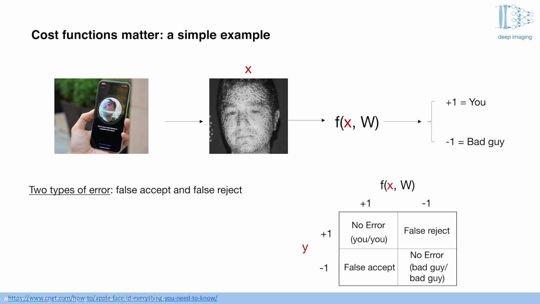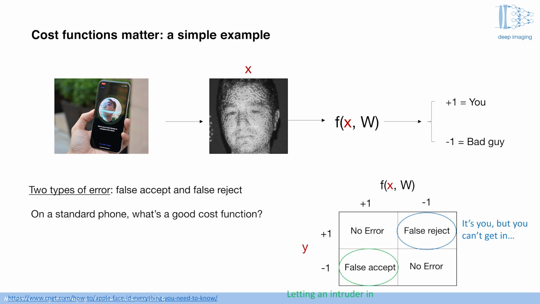And then in a different bad way, the model can say, okay, here's a picture of you coming up. I'm not going to open. I think it's a bad guy. So those are the two failure cases. If you can't get in, in this case, that's failure mode 1. Failure mode 2 is an intruder, a bad guy, and they are able to access your phone.